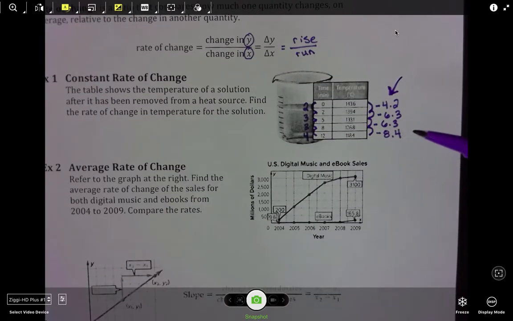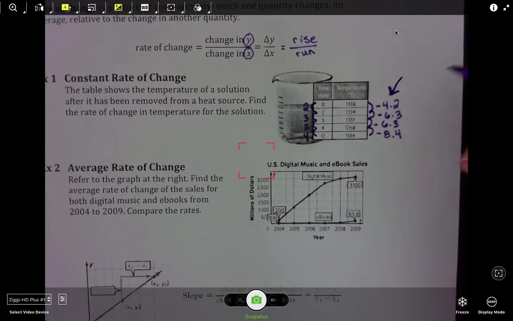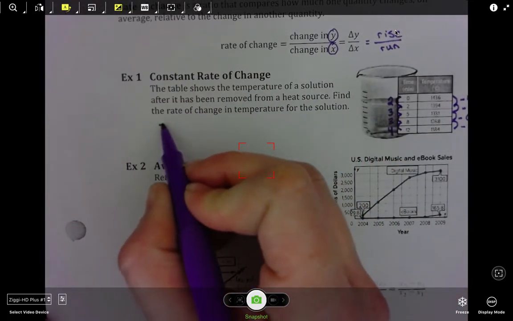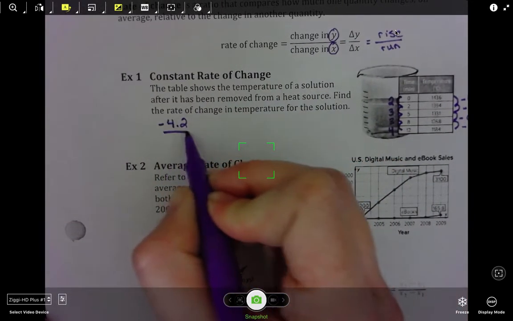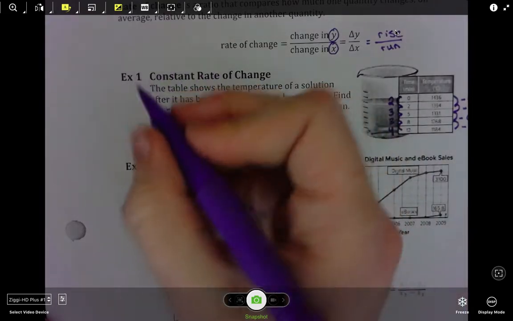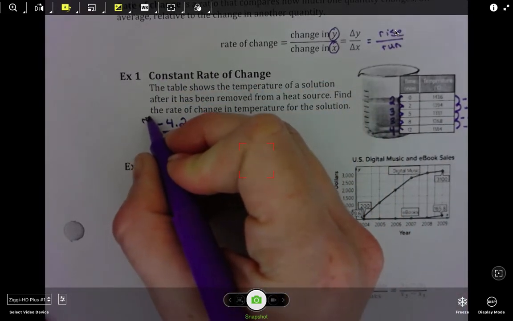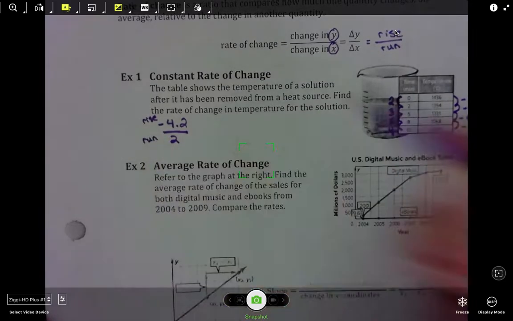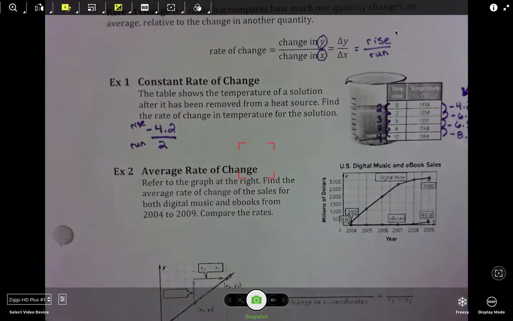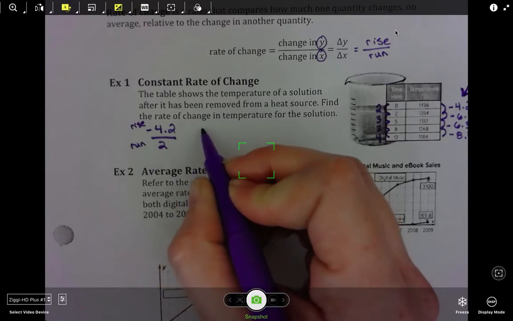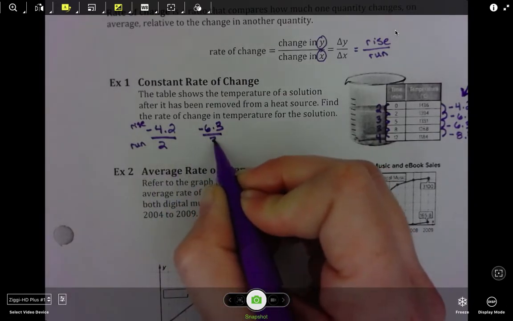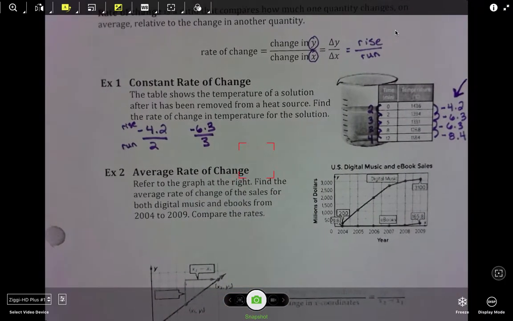So what we're going to do to find the rate of change is look at how much it's dropping per minute, okay? So it is dropping 4.2 degrees in 2 minutes, okay? This is like the rise. It's rising a negative 4.2 for the run of 2 minutes, okay? Same thing again, negative 6.3 over 3, because it's dropped 6.3 degrees in 3 minutes.